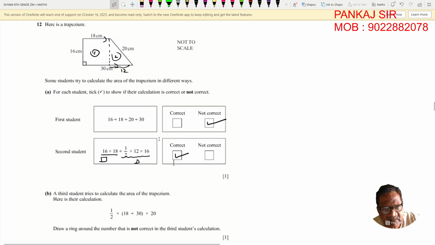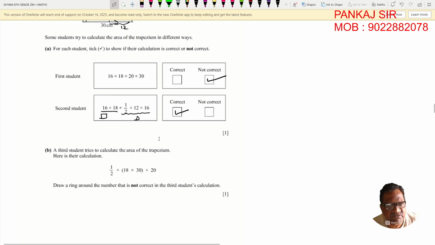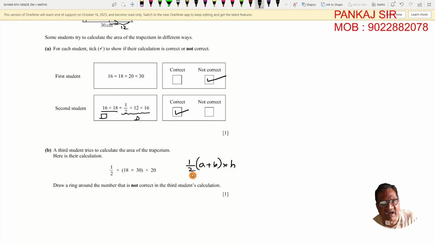Now B part of the question is, a third student tries to calculate the area of the trapezium. And here is the calculation. So half into 18 plus 30 into 20. Now draw a ring around the number that is not correct in the third student's calculation. Now third student, he tried to find out the area using this. Now this is nothing but one of the formula for finding the area of a trapezium. It's half sum of the parallel sides multiplied by the height of the trapezium.